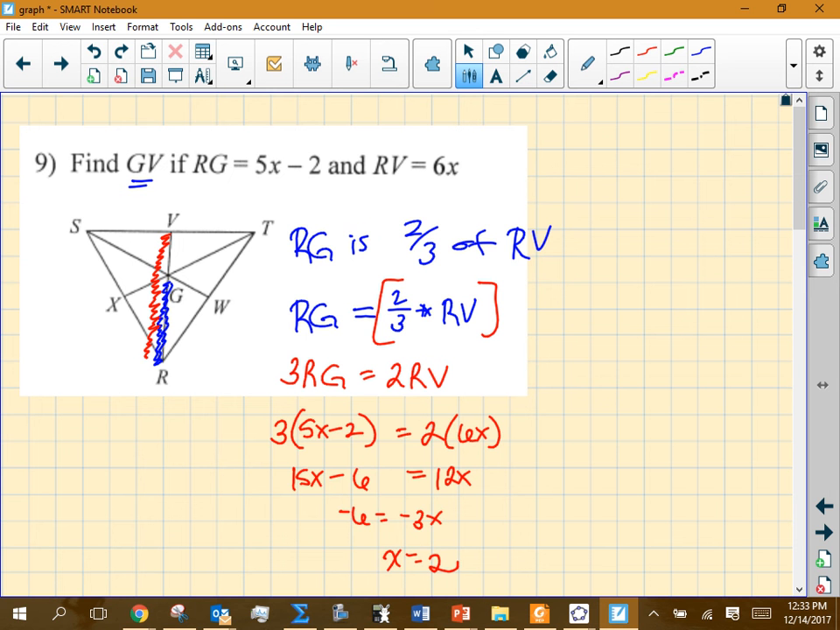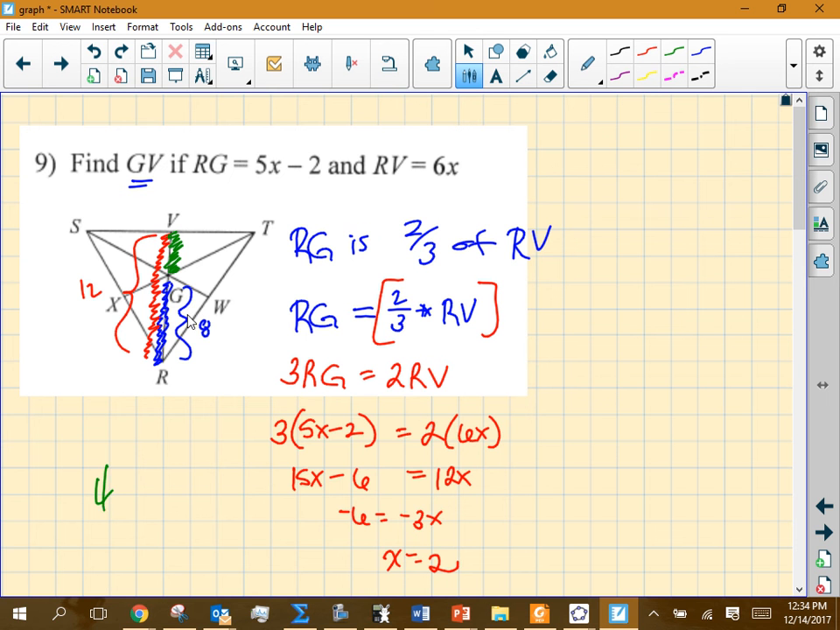Now, the question is, what is G to V? Okay? Well, VR is 6x. So V to R is 12, right? G to R is going to be 8, isn't it? So they want G to V. They want this remaining green portion right there. So what's that got to be? 4. It's got to be 4.